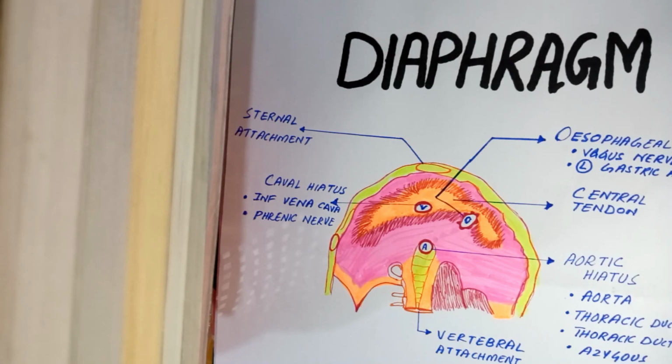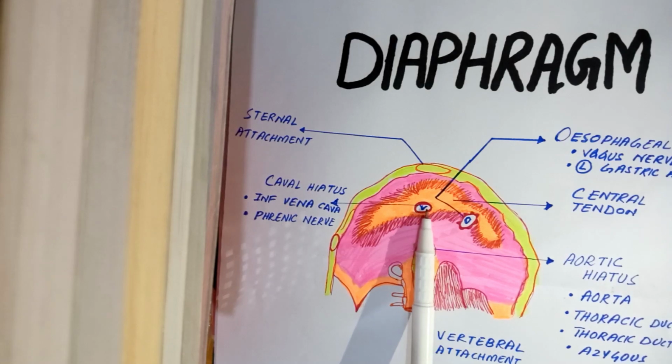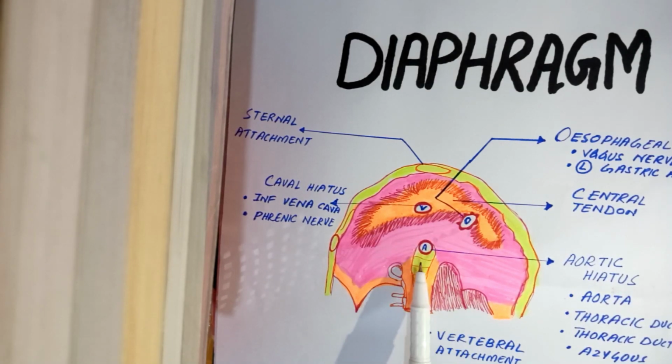If we talk about the openings of the diaphragm, it is a very important question. It is mostly asked even in MCQs. So you must know the openings, the hiatuses of the diaphragm. As you can see here, I have made 3 hiatuses. You can learn them via the mnemonic Voice of America. V for voice, O for of, A for America.